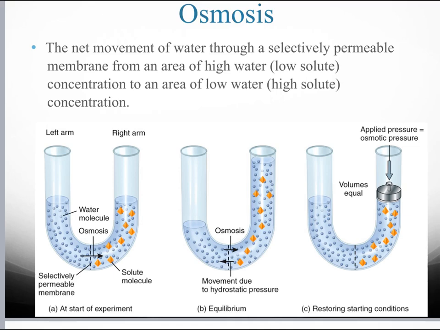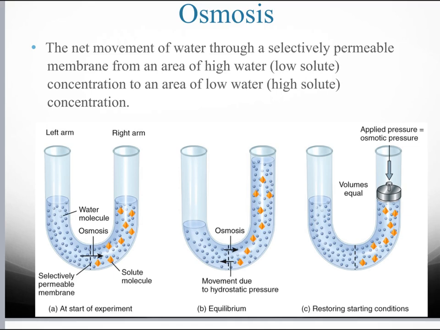Next is osmosis. Again, remember moving water from high concentration to low concentration, but now let's throw in a solute. So when we talk about osmosis, it's the net movement of water through a selectively permeable membrane, i.e. our cell membrane, from an area of high water but low solute concentration to an area of low water but high solute concentration. So let's have an example.